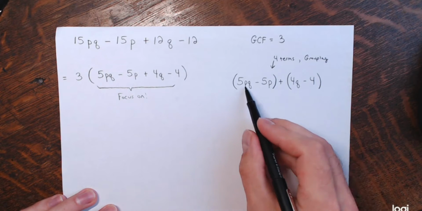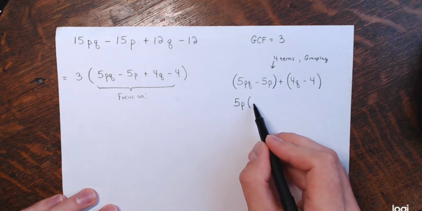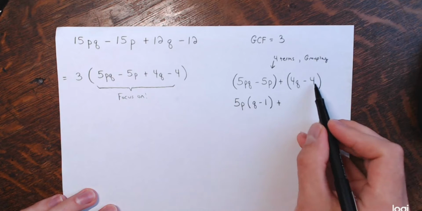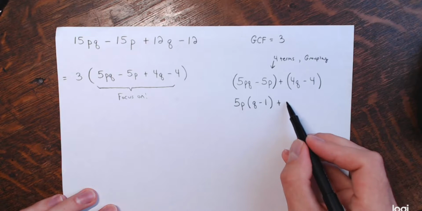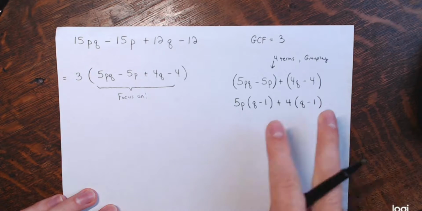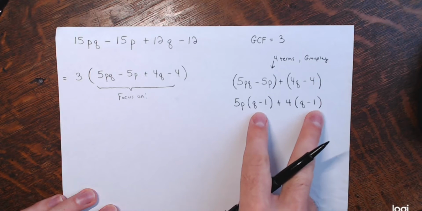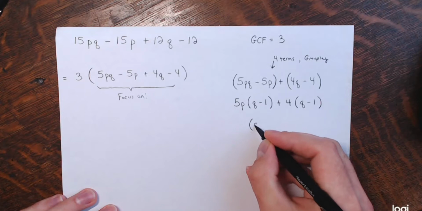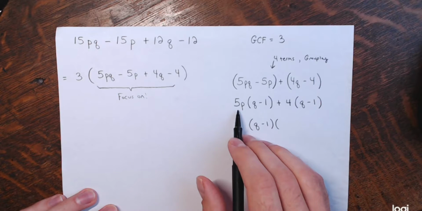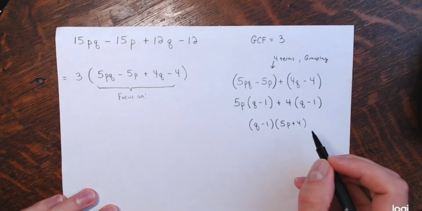I factor the first group, you'd pull out a 5p. And if I did that, the remaining factor would be q minus 1. Plus the second group has a common factor of 4. Pull the 4 out. The remaining factor, q minus 1. And now look at the left group and right group's factorizations. They both have q minus 1 as a common factor, so I pull q minus 1 out. And when I remove the q minus 1 factor, what's left is 5p plus 4 as the other factor. And so there we go.